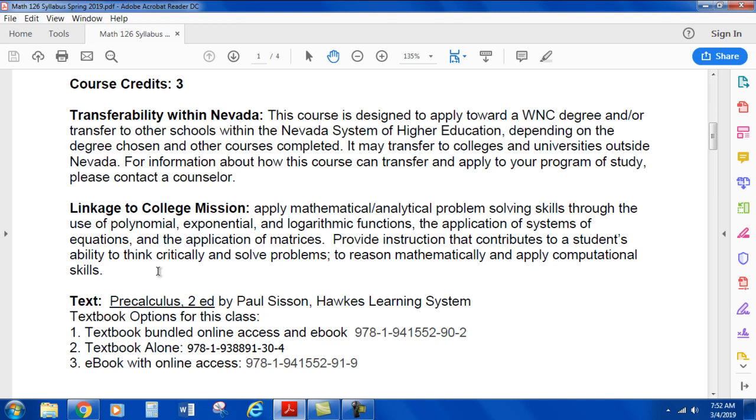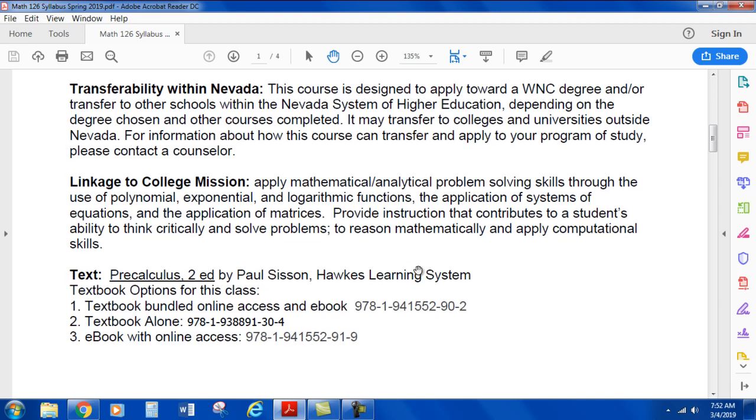Linkage to college mission: apply mathematical, analytical problem-solving skills through the use of polynomial, exponential, and logarithmic functions, the application of systems of equations, and the applications of matrices. Provide instruction that contributes to a student's ability to think critically and solve problems, to reason mathematically, and apply computational skills. We're using Pre-Calculus, 2nd edition by Paul Sison.